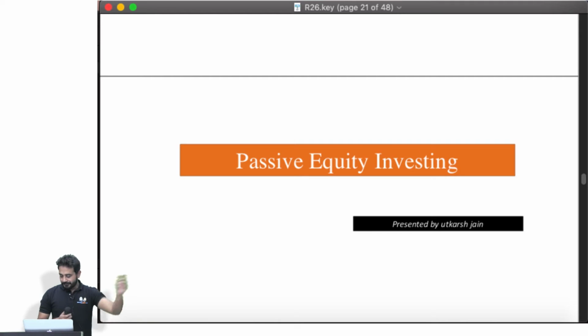So this is again, so I told you there are in the new syllabus 4 readings. This is the second one. This is on passive equity investing. Now, what do you understand by active versus passive?